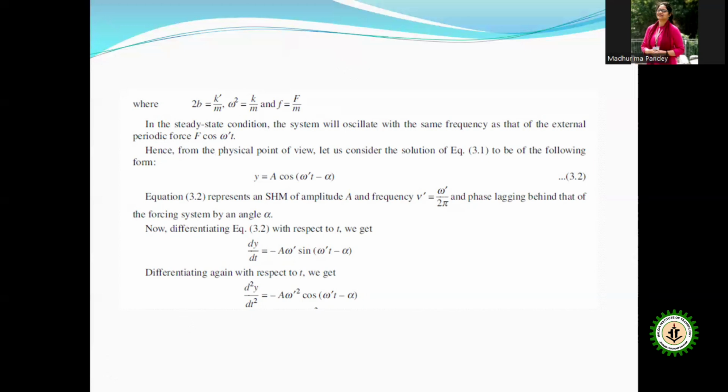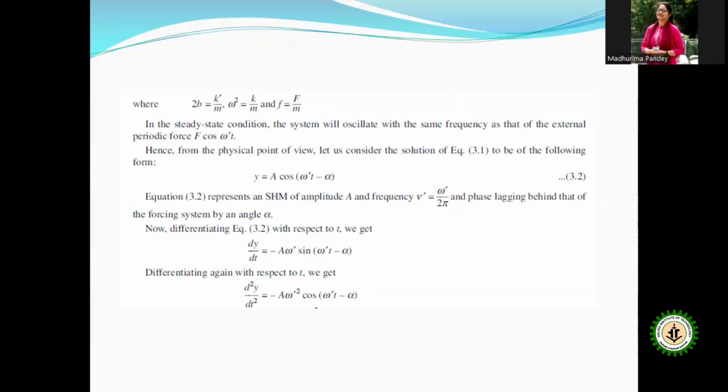Steady state condition means that if your system oscillates with the same frequency as that of the external periodic force, then that condition is called steady state condition. So for the case of steady state condition, our frequency is omega prime. Omega prime is responsible for what? It is for the external force. Okay, so this is our solution.